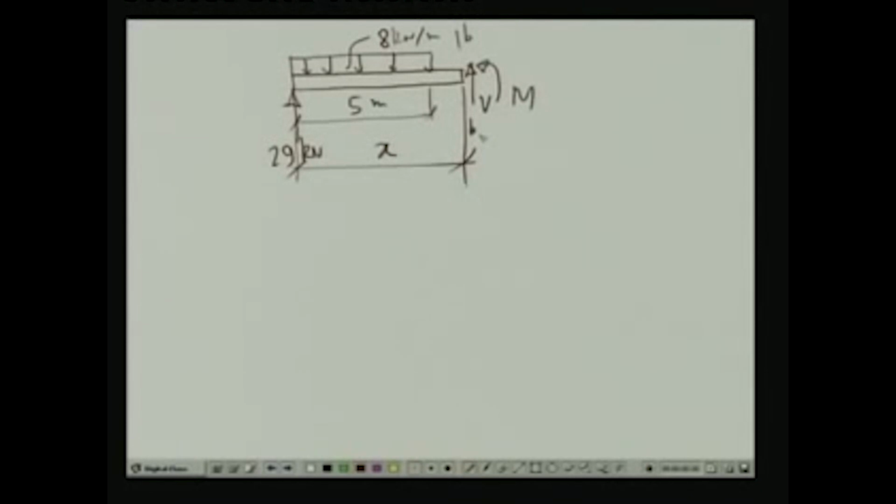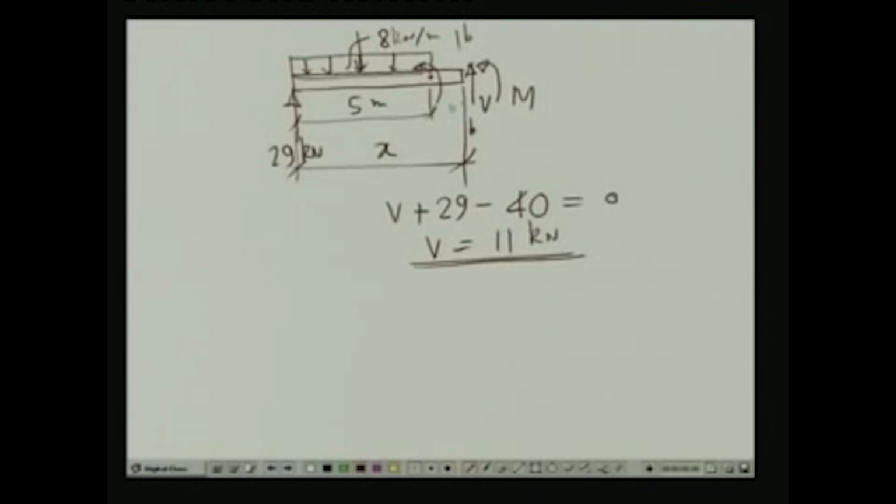Now, if we take the vertical equilibrium of all the forces, we have V plus 29, which is RA, minus, now here the whole loading acts, which is 8 kilonewton per meter over the length 5 meter. We have 40, and at this point mind that we have a concentrated moment which is 12 kilonewton meter. So, this is equal to 0. So, we get V as equal to 11 kilonewton. Now, you see that this is a constant quantity.